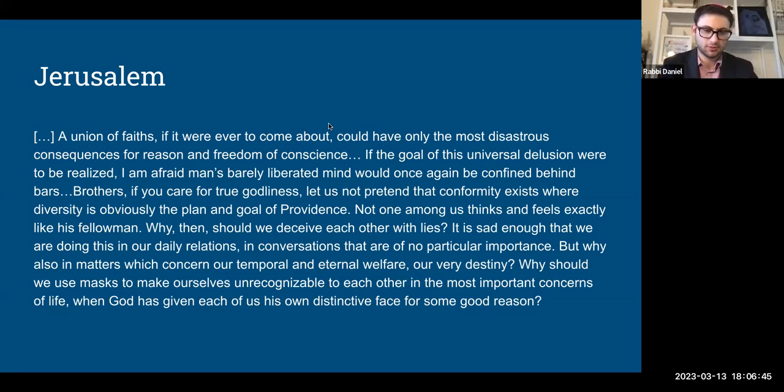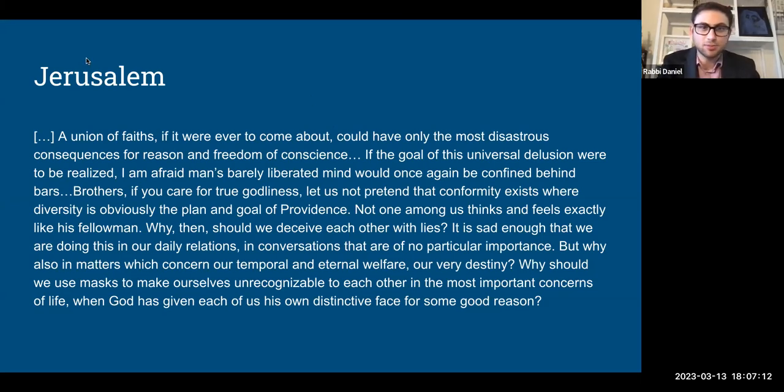It is sad enough that we are doing this in our daily relations, in conversations that are of no particular importance. But why also in matters which concern our temporal and eternal welfare, our very destiny? Why should we use masks to make ourselves unrecognizable to each other in the most important concerns of life, when God has given each of us his own distinctive face for some good reason?